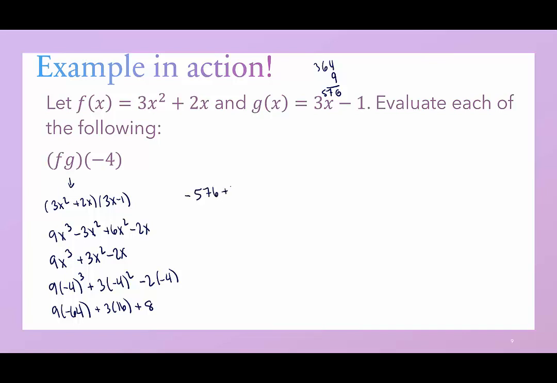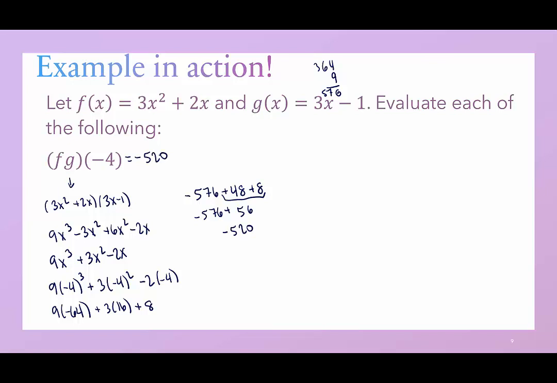-576 plus 48 plus 8. There's a lot of subtraction here. You know what? I'm going to combine these because they're both positive, and I'm going to get 56. Ooh, that's much better. Then -576 plus 56 is -520. All right, so when I combine first, I get -520.